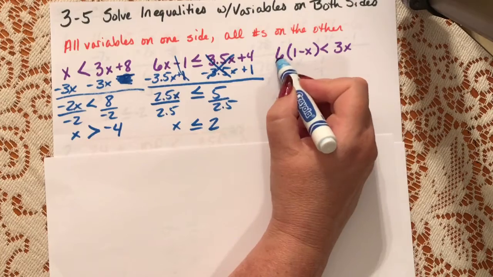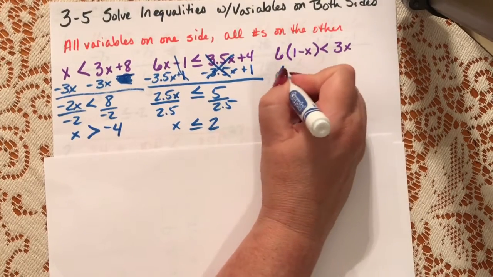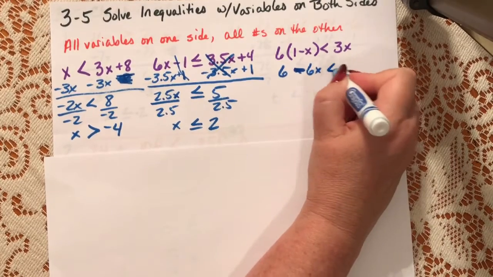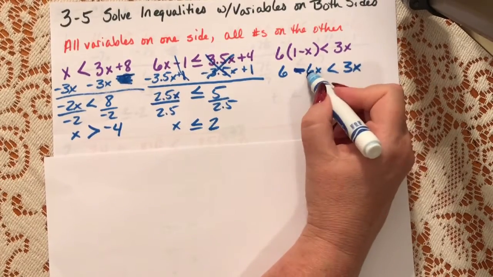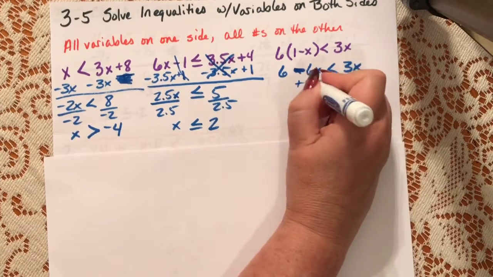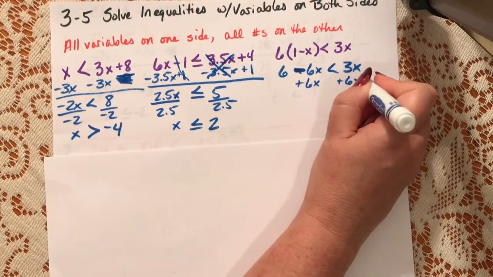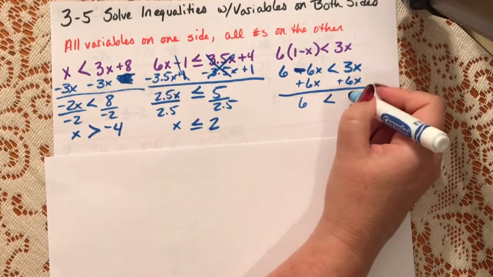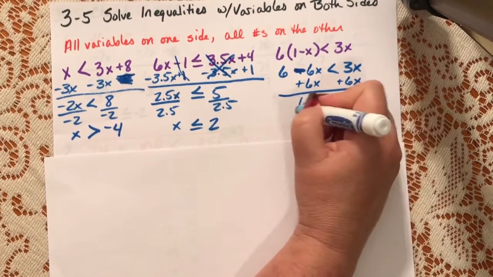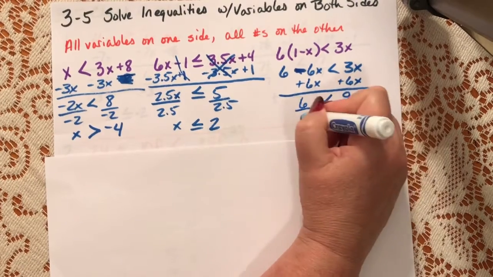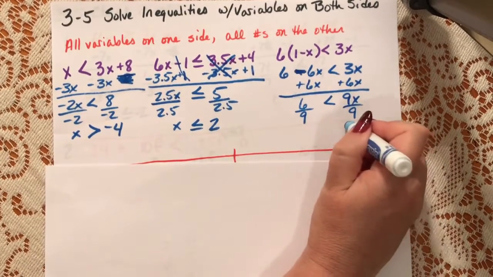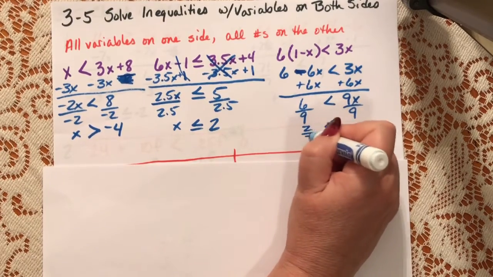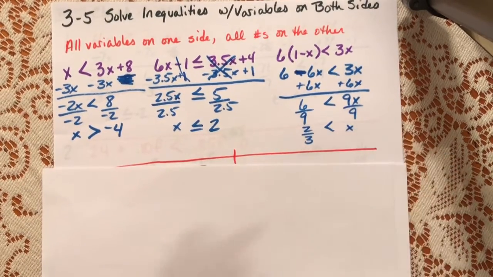Here I have to distribute the 6 to my 1 minus x, which gives me 6 minus 6x is less than 3x. I'm going to pull my x's over to this side, so I'm going to add 6x to both sides. And 6 is less than 9x. I'm going to divide both sides by my 9, and I'm going to reduce my fraction to 2/3 is smaller than x.